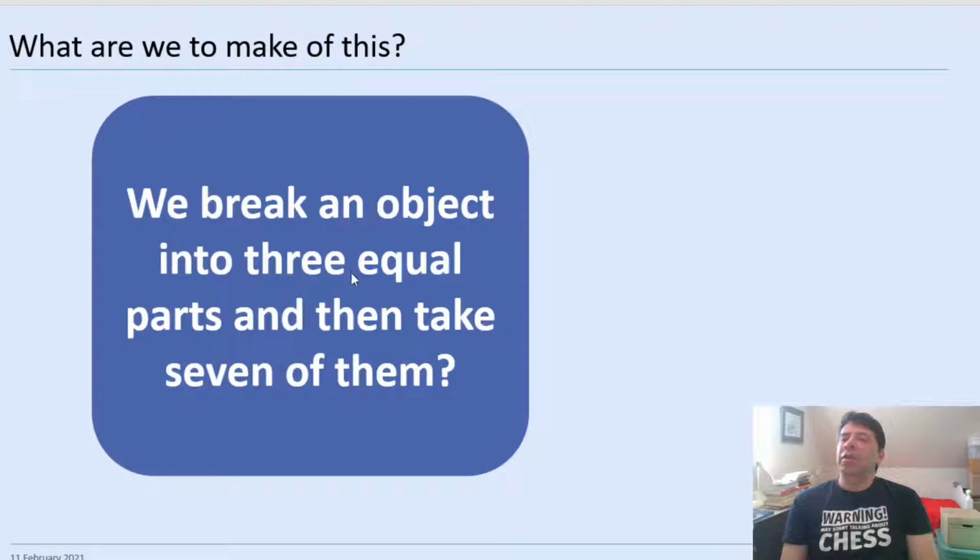So we break an object into 3 equal parts and then take 7 of them. That seems a bit strange. This is why they're called improper fractions. But actually there's an easy way to understand this.